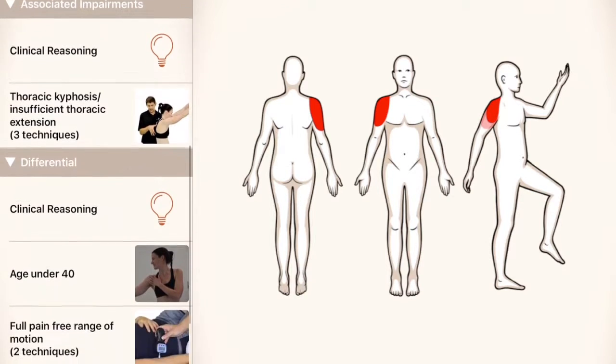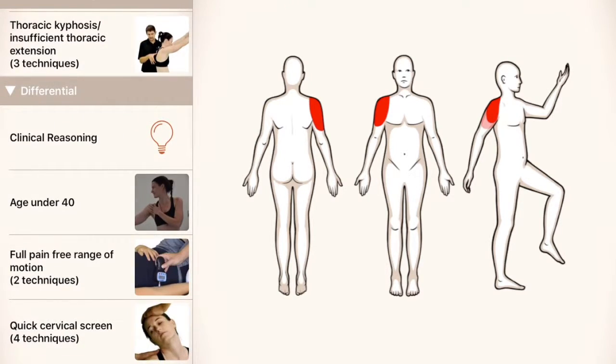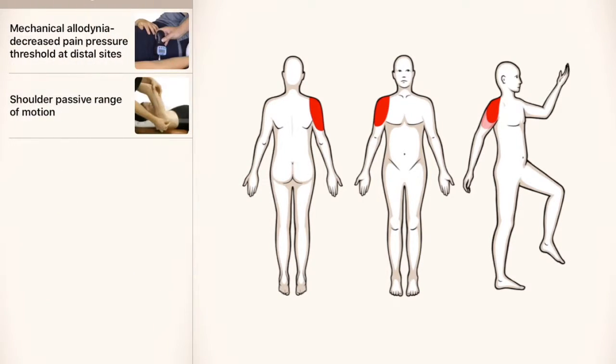If you're trying to rule things out, the guidelines will say, hey, age under 40, probably not frozen shoulder. Okay, look at full pain-free motion. If they have pain-free motion, then we are not as worried about it being a frozen shoulder problem. When you look at your pain pressure threshold, you can also try to determine, is there a marked increase or decrease actually in pain pressure threshold.